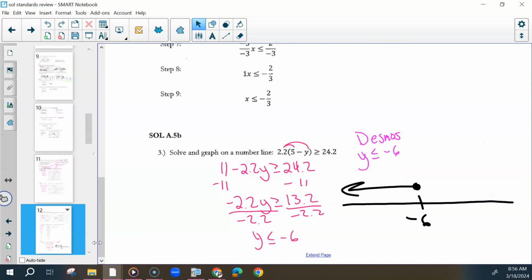In SOL A.5b, you needed to solve this. If you're putting this in Desmos, you have to use an X instead of a Y, otherwise it won't graph it. There is the way to solve it, but if you put it in Desmos, it would solve it for you. Y is less than or equal to -6. And then it asks to solve and graph on a number line, so that would be a closed circle going to the left. Once you have that finished, go on to the next page.